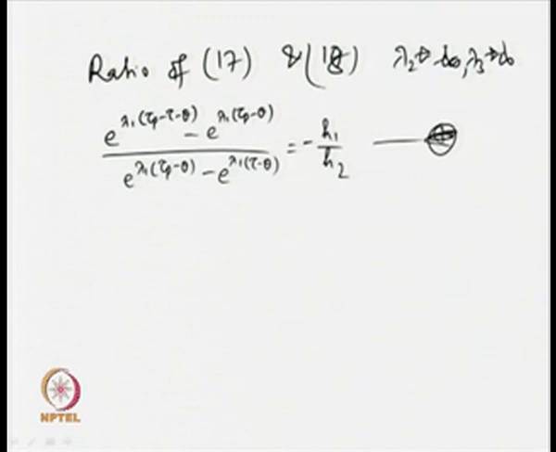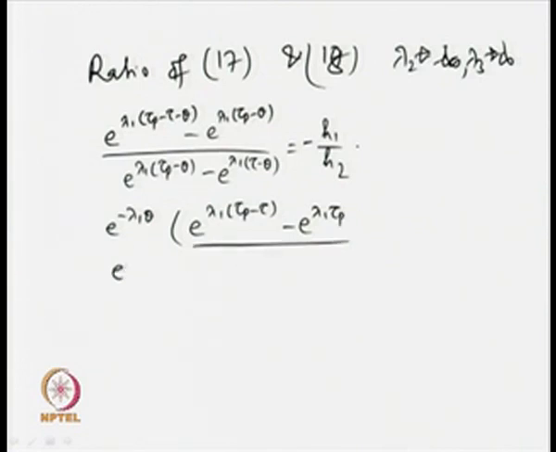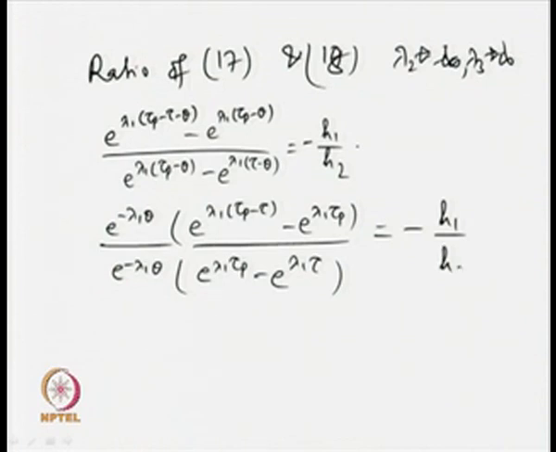Okay, this equation will be used later on, and it can be further simplified. I can simplify the left hand side by taking e to the power minus lambda 1 theta as common, giving e to the power lambda 1 tau p minus tau minus e to the power lambda 1 tau p, divided by e to the power minus lambda 1 theta again in the denominator, giving me e to the power lambda 1 tau p minus e to the power lambda 1 tau. So, this is equal to minus h 1 upon h 2.